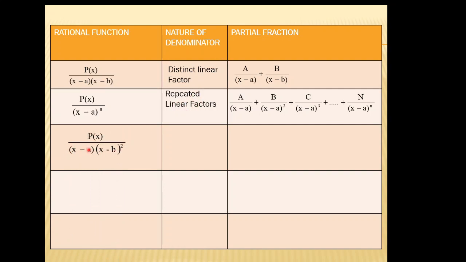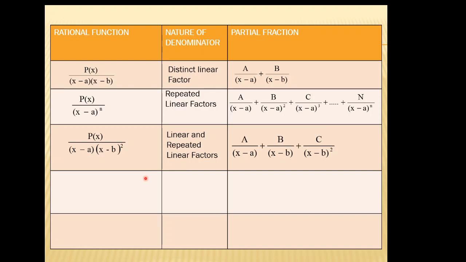The next possibility is that some linear factors are repeated and some are distinct. In such a case, according to the above two cases, we write the partial fractions. Here we have one linear factor which is distinct and another which is repeated. So we write the partial fraction as A upon x minus a plus B upon x minus b plus C upon (x minus b) whole square.